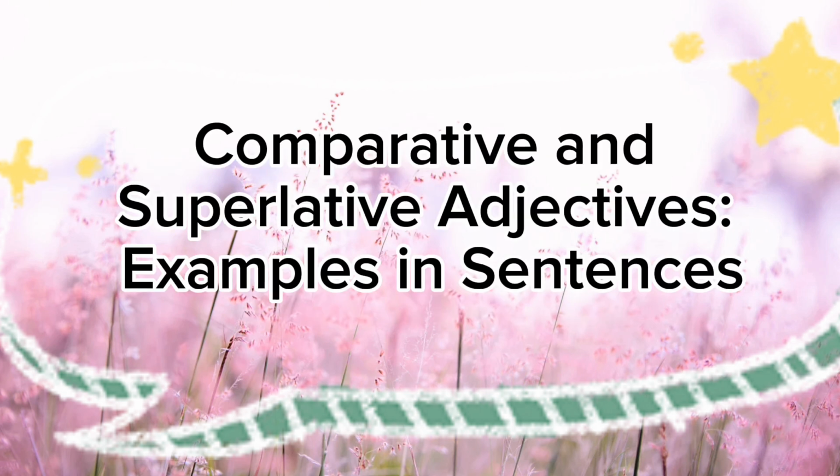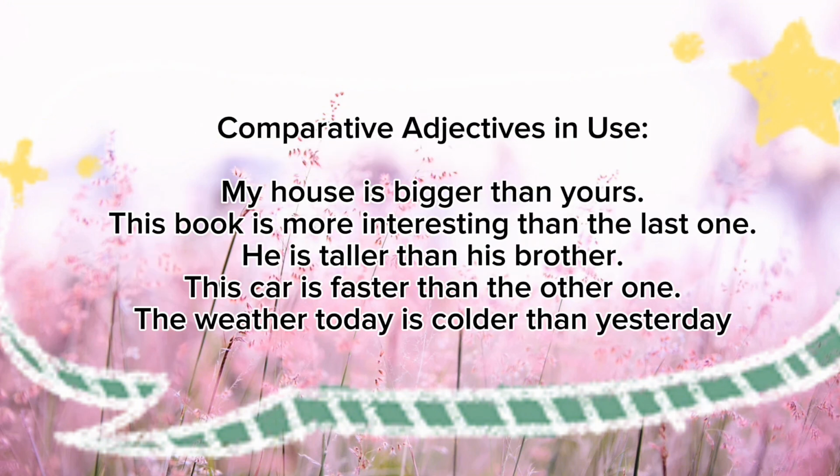Comparative and superlative adjectives: examples and sentences. Comparative adjectives in use. My house is bigger than yours. This book is more interesting than the last one. He is taller than his brother. This car is faster than the other one. The weather today is colder than yesterday.